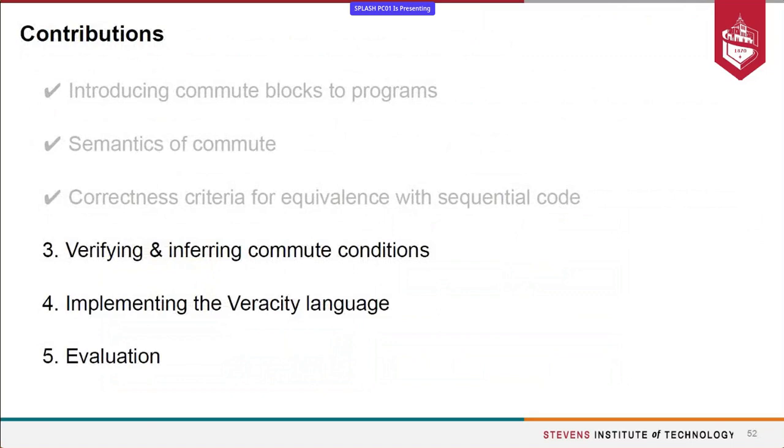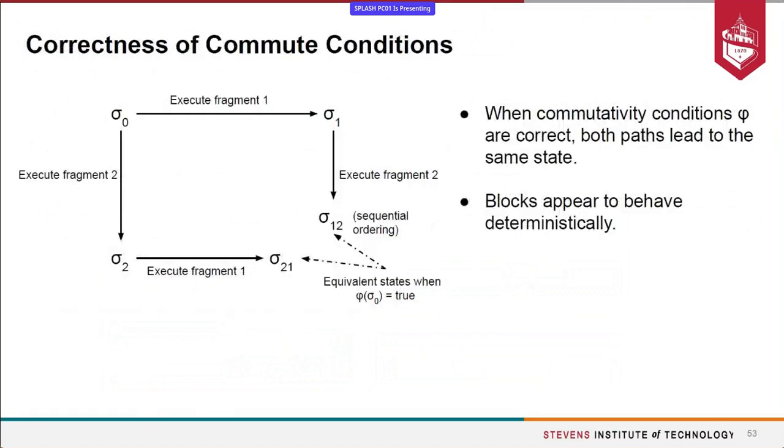So let's do that. I want to consider that before you execute this commute statement, you're going to be in some state sigma naught. And if you do the sequential ordering, doing the first fragment and the second fragment, you're following the top and the right side of this diagram to end up at sigma 1, 2. However, as the name commutativity implies, we want to think about swapping the order of these two fragments. So instead, we can think about following the left and bottom edge of this diagram to do the second fragment and then the first fragment to end up at sigma 2, 1.